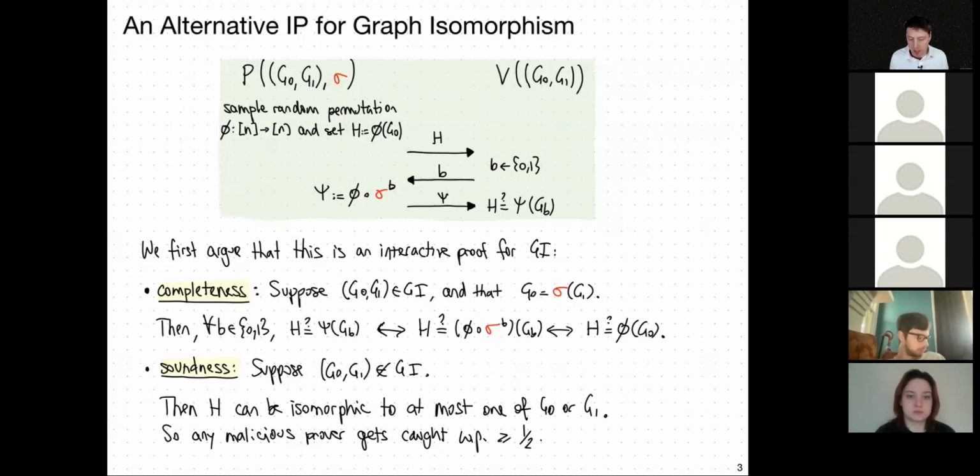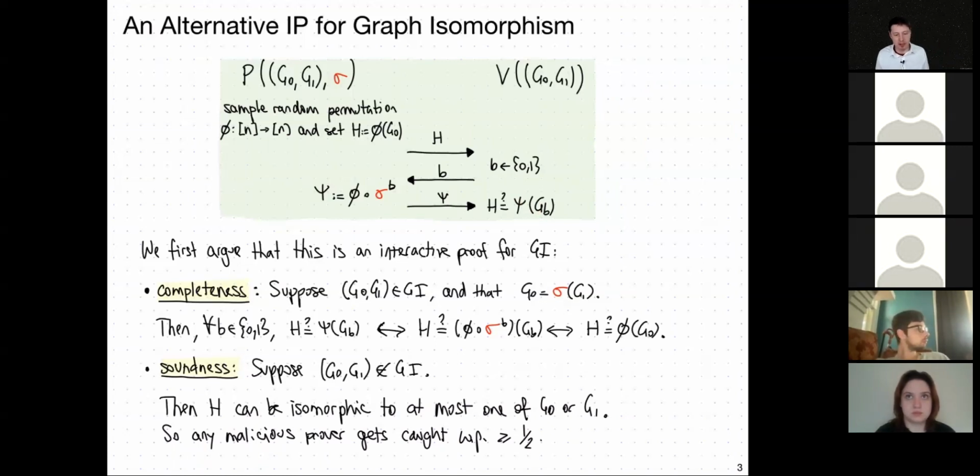So look, the verifier just samples a random bit, and half the time it will want to see a permutation between one of the graphs and H, and the other half of the time between the other graph and H, okay? So this means that any malicious prover will get caught with probability at least half, okay? There's just no chance they will be able to convince the verifier with more than half the probability, okay?